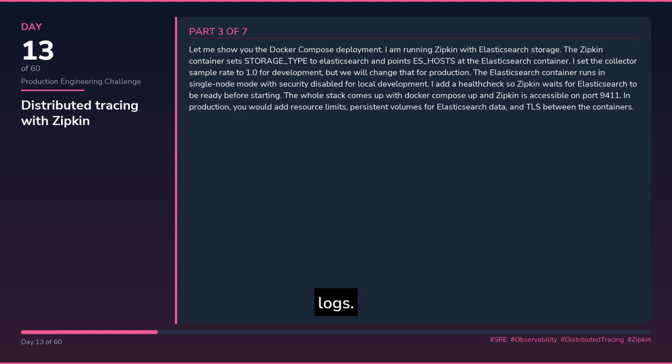The whole stack comes up with docker compose up and Zipkin is accessible on port 9411. In production, you would add resource limits, persistent volumes for Elasticsearch data, and TLS between the containers.